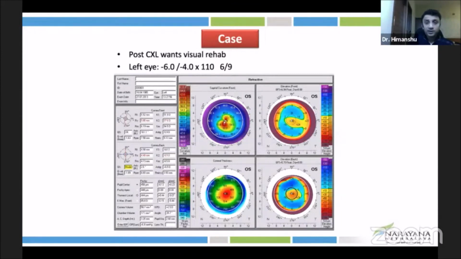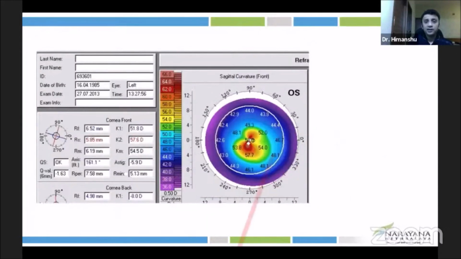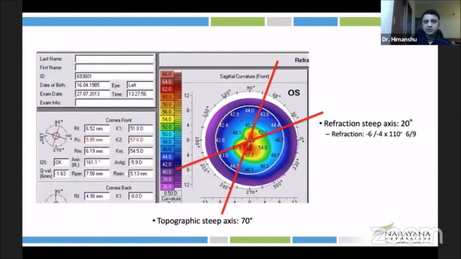I promised her that, but later on I realized, after the treatment, when I looked at the topographic axis, which was a 70-degree steep meridian, there's no doubt about this thing. But when my optometrist gave me the refraction, he said the steep axis is 20 degrees. There's a 50-degree difference between both of them, and I tried myself, but the patient would not accept it.